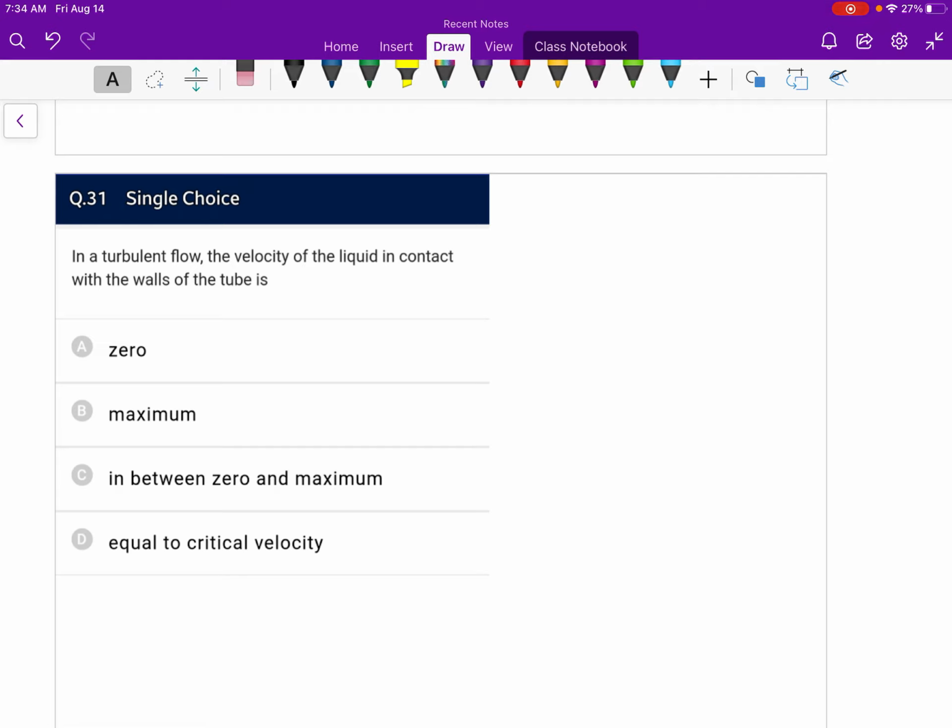In a turbulent flow, the velocity of liquid in contact with the walls of the tube. Guys, turbulent flow is beyond our syllabus. We need to just remember the Reynolds number, and up to 2300 Reynolds number, flow is laminar.